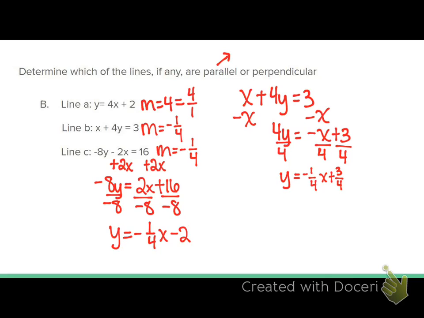Which ones are parallel? B and C. B and C are parallel. Which ones are perpendicular? A and B, and A and C. Questions about identifying parallel and perpendicular lines?